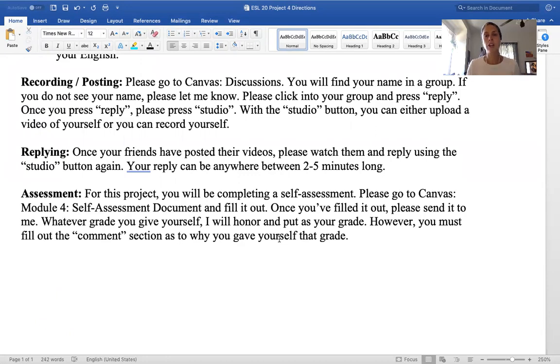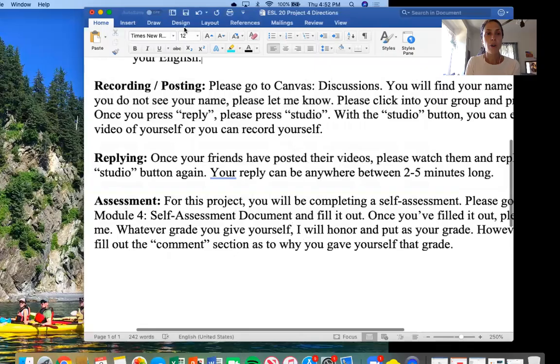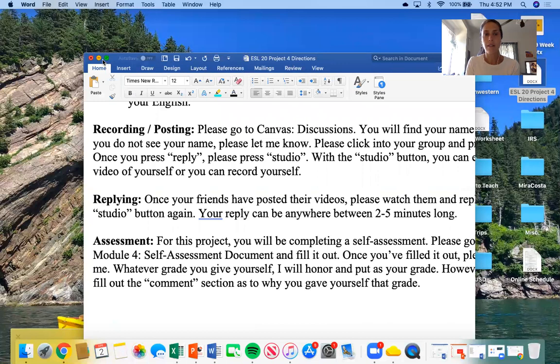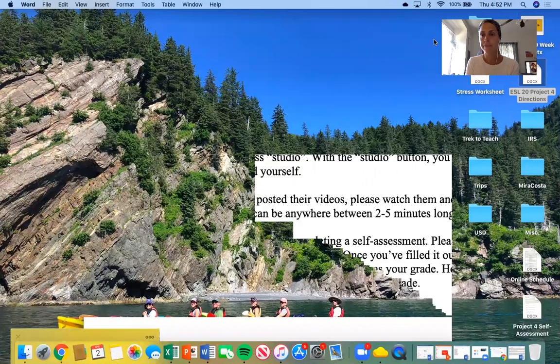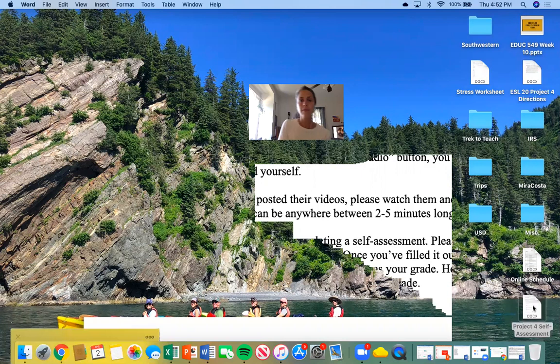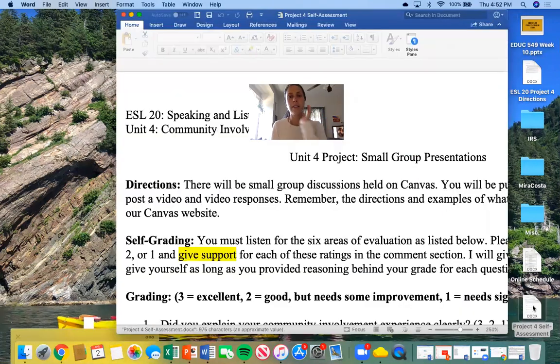And this project will be a self-assessed project, which means that you will have to give yourself a grade. And this can be harder than it actually seems. But no matter what grade you give yourself, I will honor that, which means if you give yourself 100%, I will also give you 100%. But you need to support your grade with feedback. So let's go into the self-assessment. This document is also on Canvas.